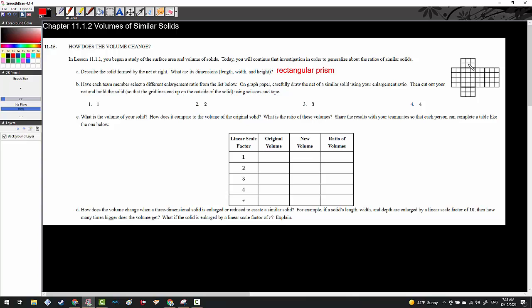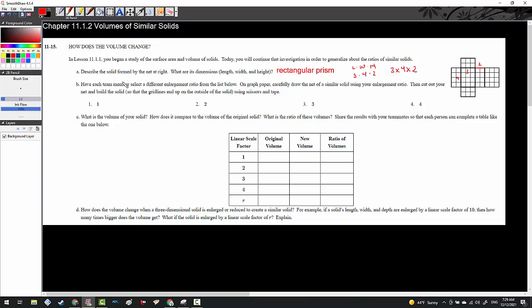So it looks like we've got dimensions of 3 across, 4 going up and down, and then, you see how this thing here would fold upwards? That makes me believe that it's actually 2 high. So if I was to do length times width times height, it would be 3 times 4 times 2, or 3 by 4 by 2. That would be the dimensions of this rectangular prism right here.